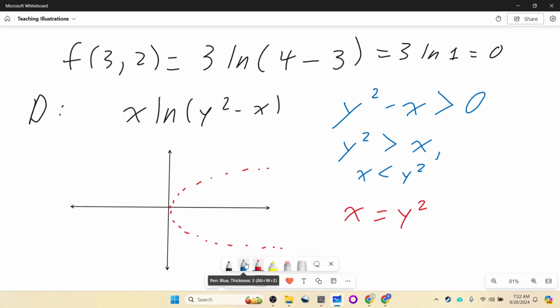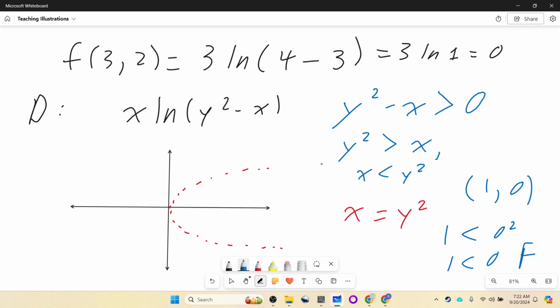Now we say x is less than y squared. So we could do a test point. We could say, well, what about the point 1, 0? We can't use 0, 0 this time because it's right on the boundary, so it doesn't help us. So we'll plug in 1 for x and 0 for y. 1 is less than 0 squared. 1 is less than 0. That is a false statement. So 1, 0 is not in the domain.